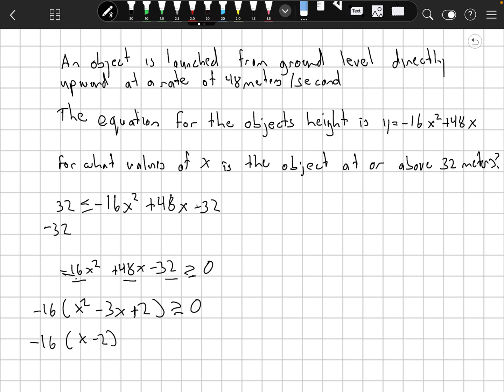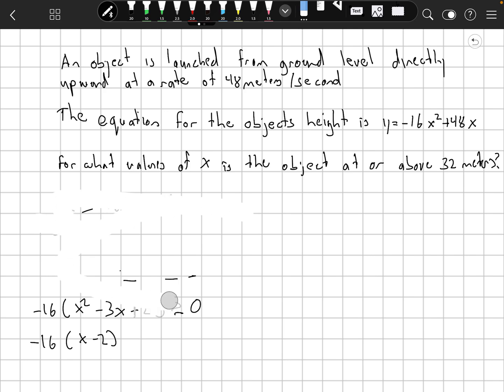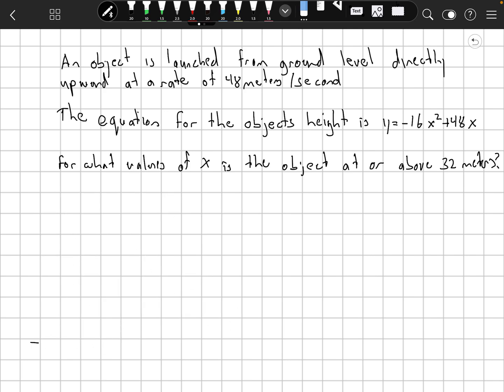This is the word problem. I'm going to maybe clean up just a little bit here so we can do it fresh. It says an object is launched from the ground level directly upward at a rate of 48 meters per second. The equation for the object's height is y equals negative 16x squared plus 48x. For what values of x is the object at or above 32 meters? So we have y measuring meters, and x measuring seconds. Okay, so how many seconds are we at or above 32 meters?